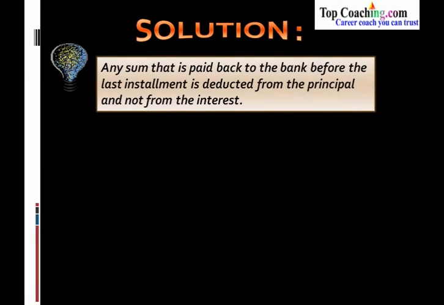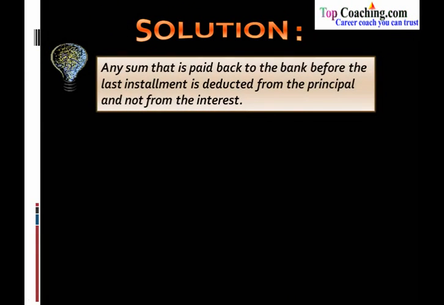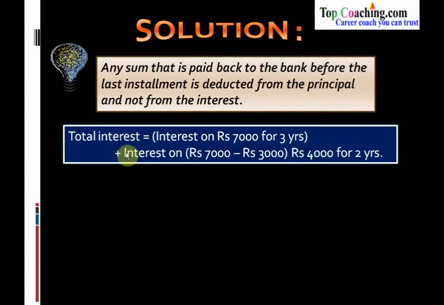The important thing here is, any sum that is paid back to the bank before the last installment is deducted from the principal and not from the interest. So in this problem, Ramesh has paid back some amount to the bank. So that amount would be deducted from the principal and not from the interest. And thus, in this case, the total interest would be interest on rupees 7,000 for 3 years plus the interest on 7,000 minus rupees 3,000, which is equal to rupees 4,000 for 2 years.